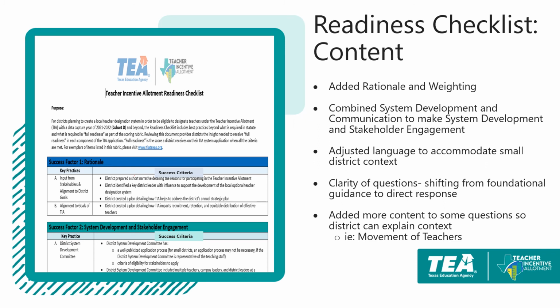There were some clarity points that were considered as well for the Readiness Checklist content. For example, we wanted to make sure that we added questions or moments in our success criteria that would allow districts to reflect on their response. So we shifted from having foundational guidance to having more of a direct response, letting districts know exactly what they needed to do in each success factor in order to be successful.